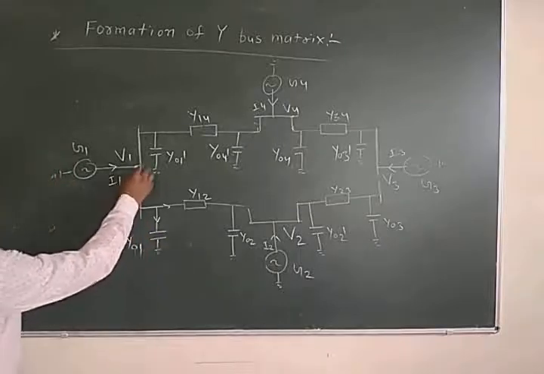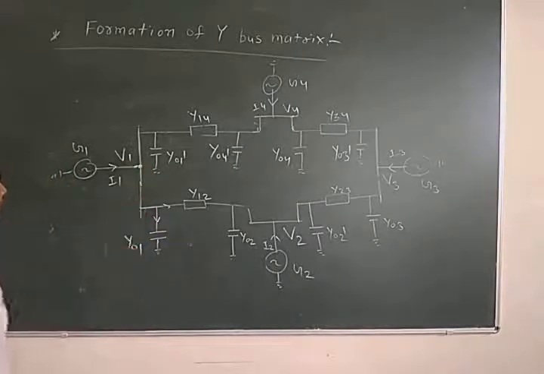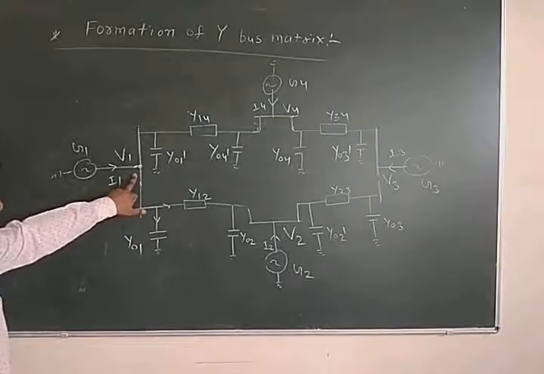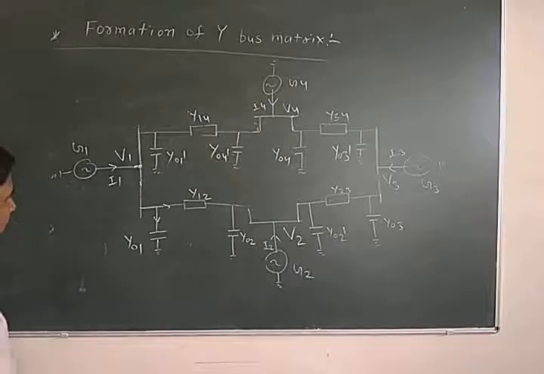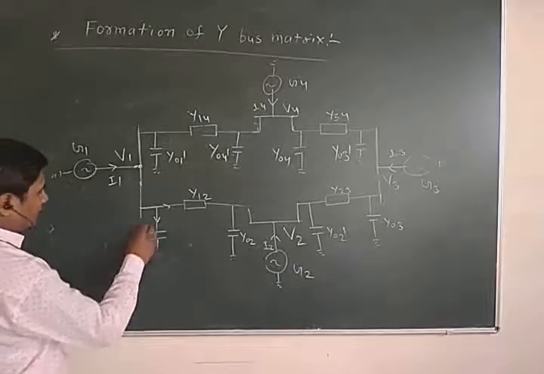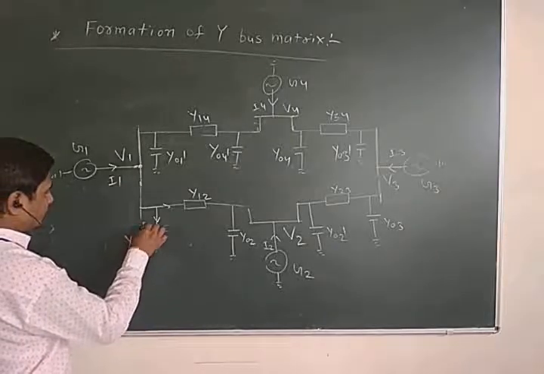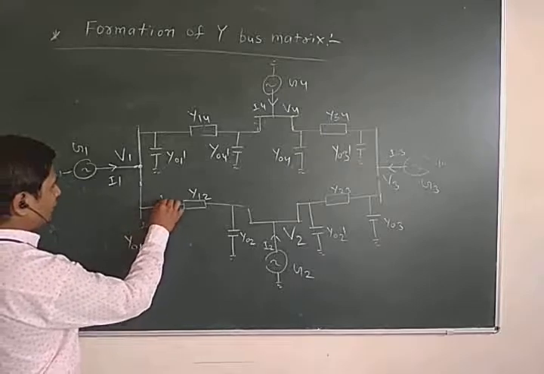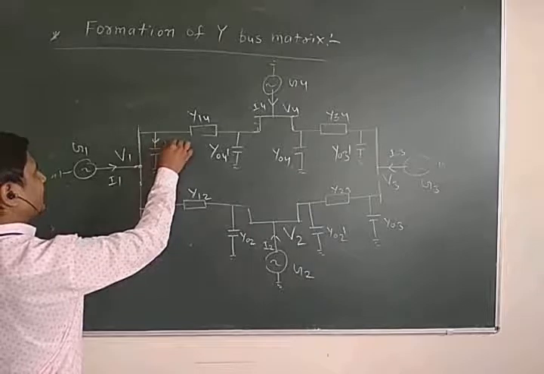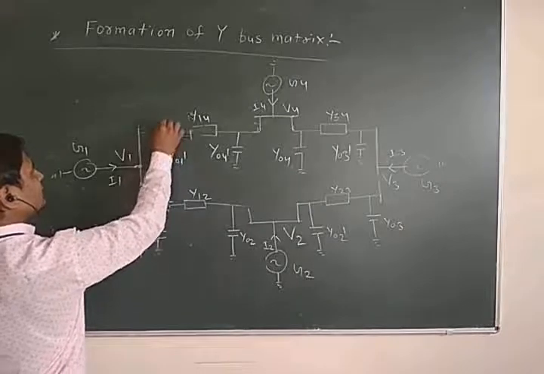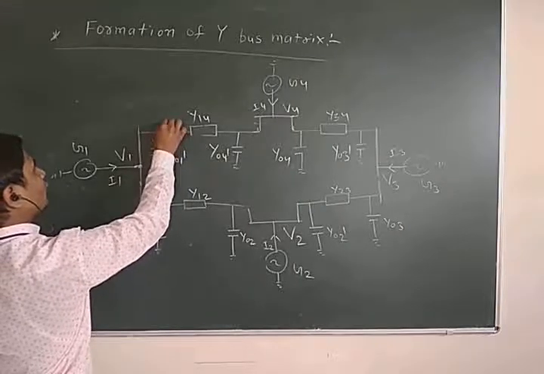at each bus. So we consider first bus number 1. At bus 1 incoming current is I1 and outgoing currents are I01, I12, I01 dash and I14.